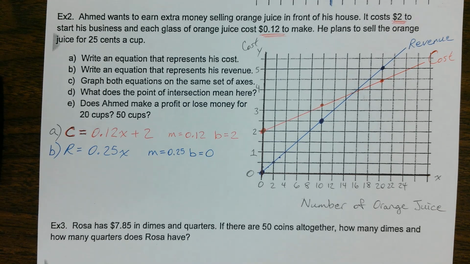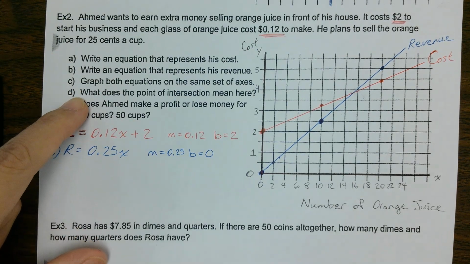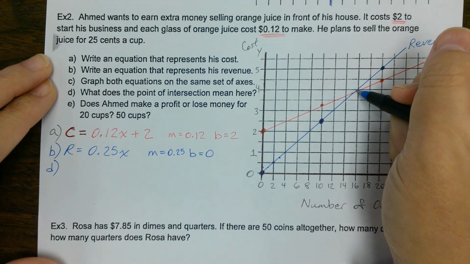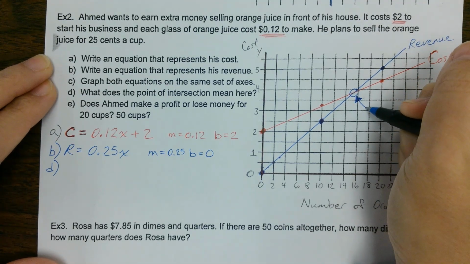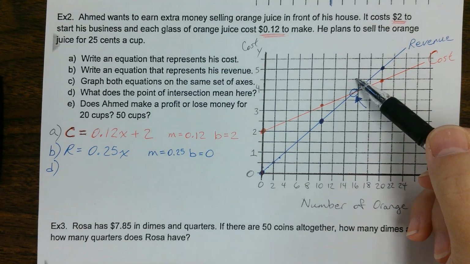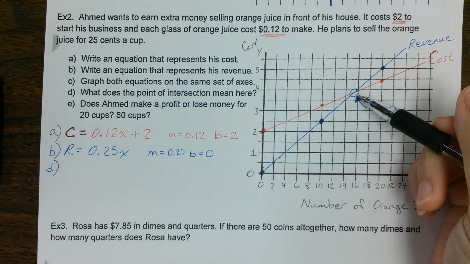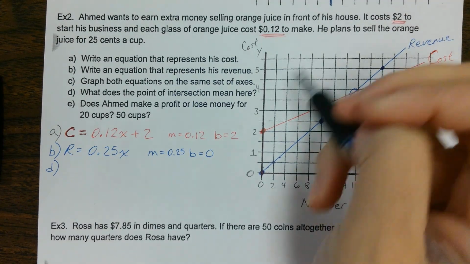Okay. So we graphed it both. What does the point of intersection mean right here? So part D. So first off, what is my intersection point? Not quite 4. Well, 4.5 is up here. So what does that look like to you? Again, to find the exact value, that's grade 10. Grade 9, we base it off the graph.